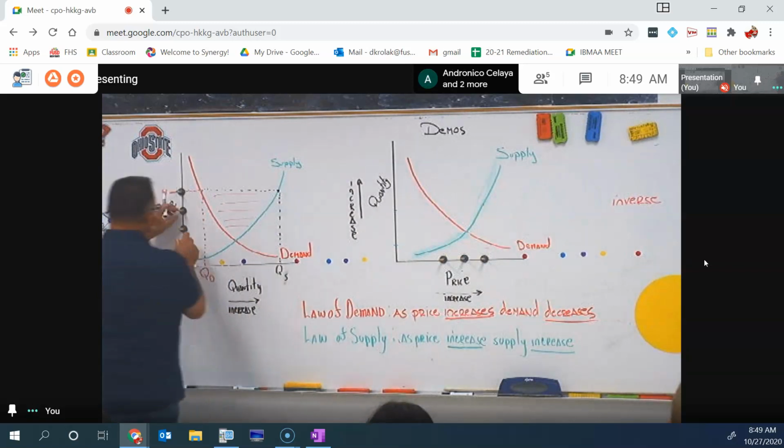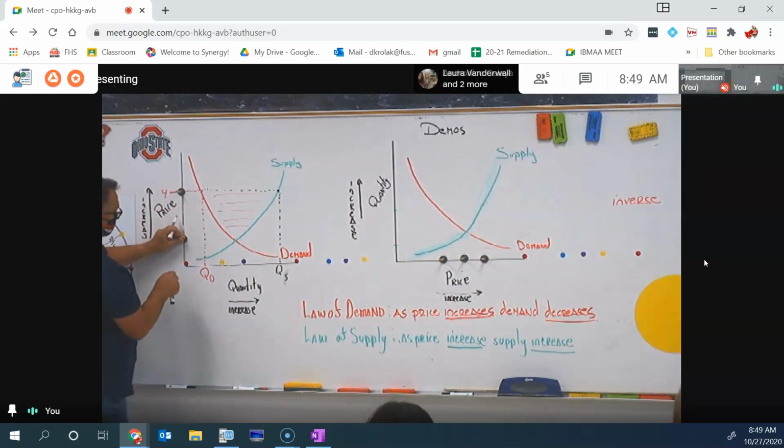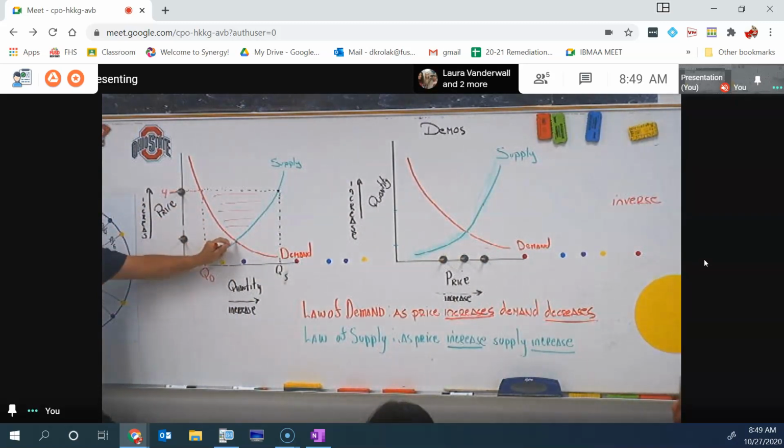All right. Now, the part where the two graphs meet, that's when the quantity, the price, that would be the price where the quantity demanded and the quantity supplied are equal. That's what's called equilibrium. When the amount supplied is equal to the amount demanded.